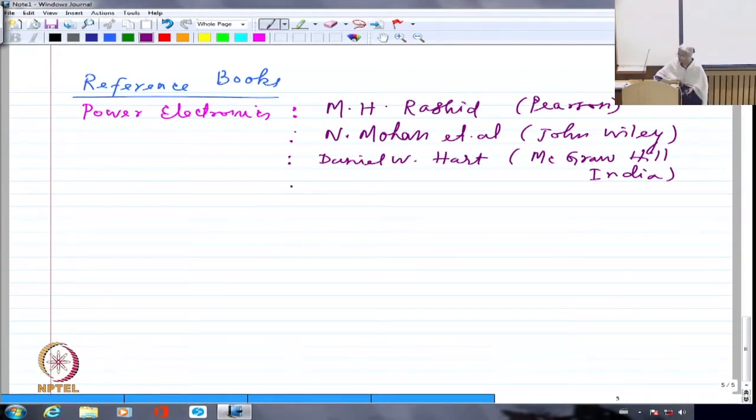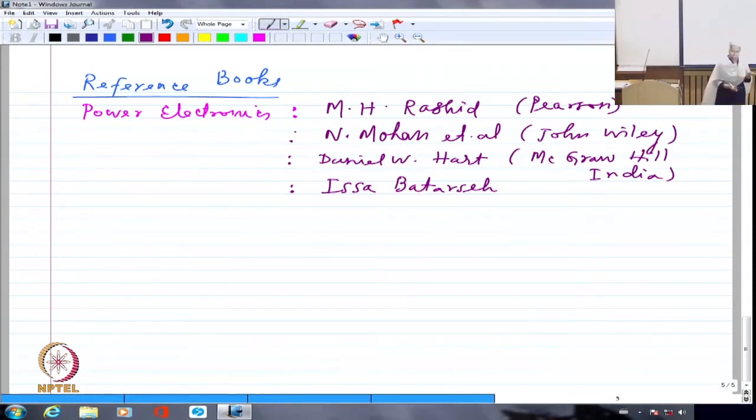And this is from McGraw-Hill India, so it is not very expensive. It's like 300, 400 rupees, something like that. Okay? There is one more book, Issa Batarseh. I don't know how you pronounce this. Maybe a South American author. This book is very, very good for DC to DC converters. He has also given others, but DC to DC converters is dealt with very well. In fact, anybody who works on SMPS, I generally ask them to study this book first to understand DC to DC converters thoroughly. This is from John Wiley.